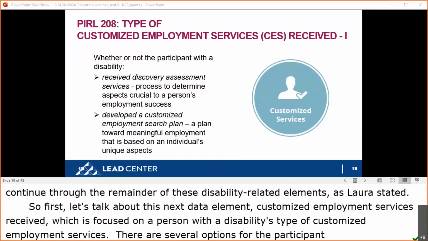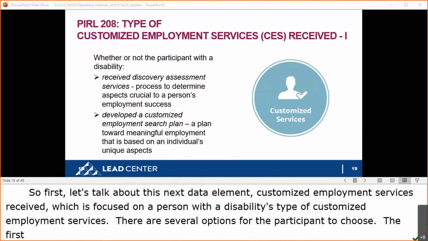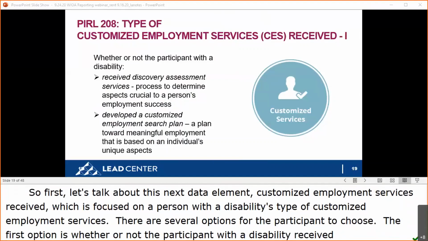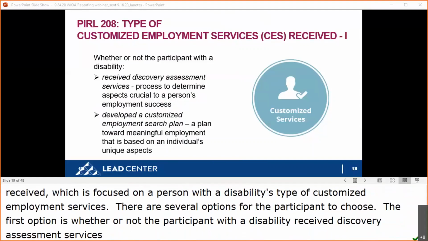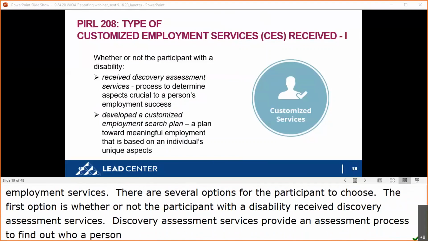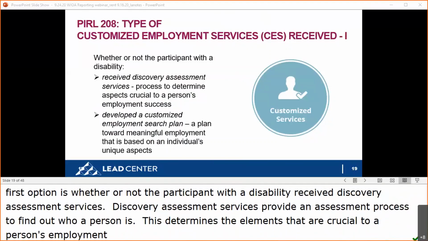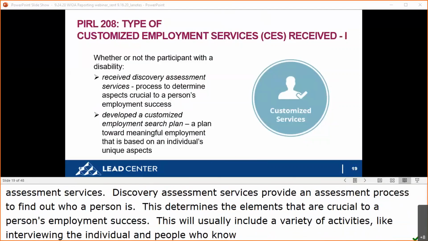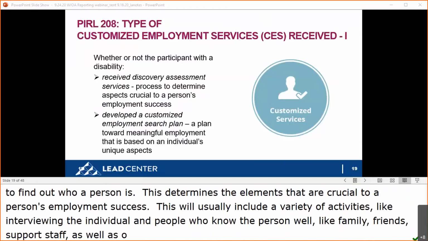The first option is whether or not the participant with a disability received discovery assessment services. Discovery assessment services provide an assessment process to find out who a person is. This determines the elements that are crucial to a person's employment success. This will usually include a variety of activities, like interviewing the individual and people who know the person well, like family, friends, support staff, as well as observing that person in various settings doing typical day-to-day activities.